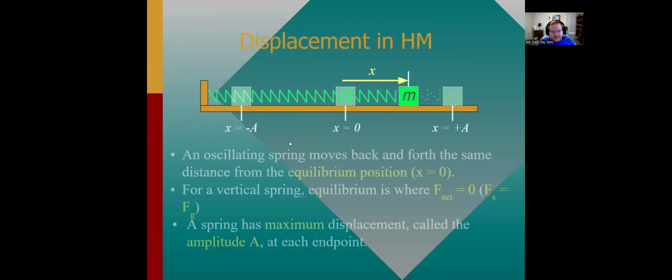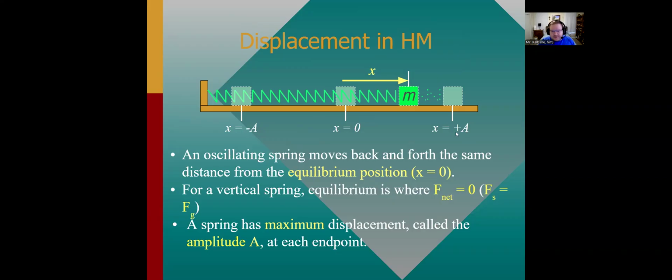All right, so displacement. An oscillating spring will move back and forth the same distance from the equilibrium position. That's x equals 0 where the spring is relaxed. Or for a vertical spring, equilibrium is where the net force equals 0. So if you have a spring hanging, like in that first example we saw, that would be where the spring force would equal the force of gravity, and it would oscillate the same distance to the left or right of that point. And a spring has a maximum displacement to the left or right called the amplitude at each endpoint.